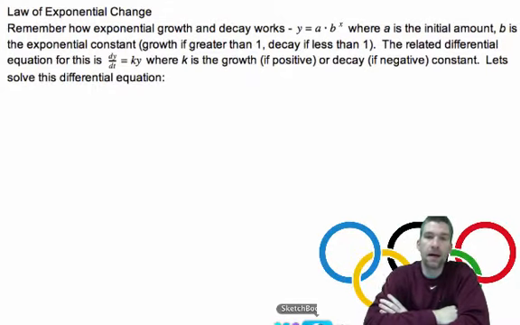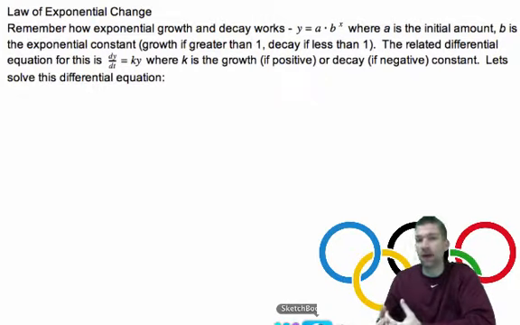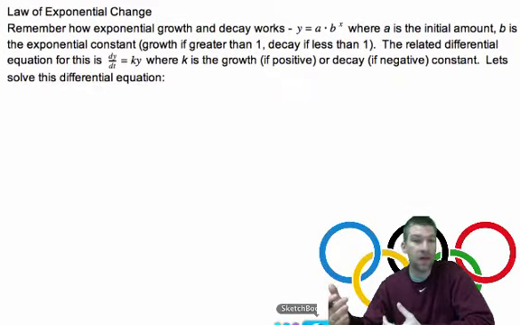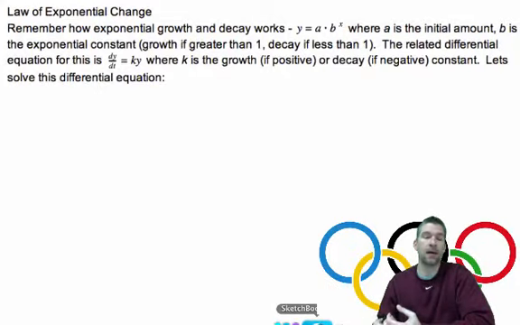kind of more real-lifey here, but here we go. Remember how exponential growth and decay works, where you've got y equals some initial value a times b to the x power, where a is the initial amount, b is the exponential constant, so it grows if that b is greater than 1. If b is less than 1, it decays.